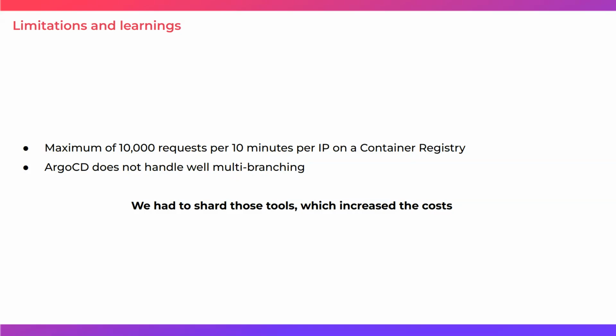Also, what we found out is that Argo CD does not handle multi-branching well. At some point, we had more than 500 applications deployed on more than 11 branches. And Argo CD does not handle multi-branching well because of caching. What happens is that Argo CD can cache a repository, or actually more than one repository, but the cache is not per repository per branch. So when Argo CD needs to check out from one branch to another to see what happens on the branch, it resets its cache, and so it will slow it down.